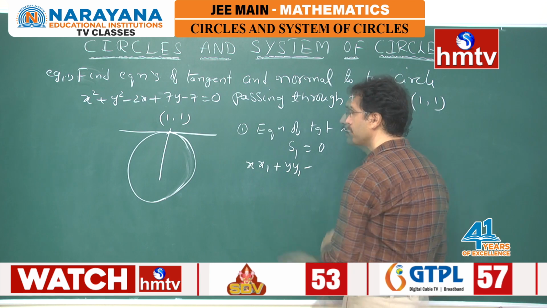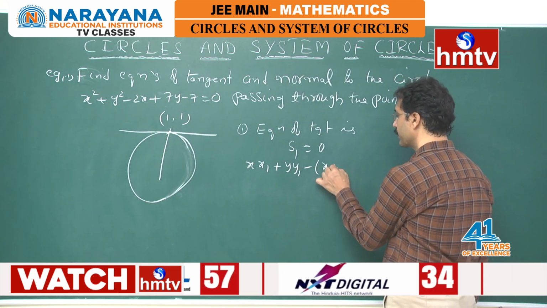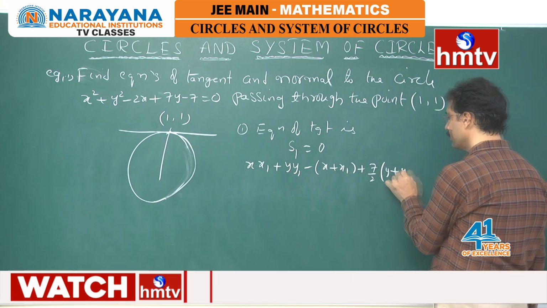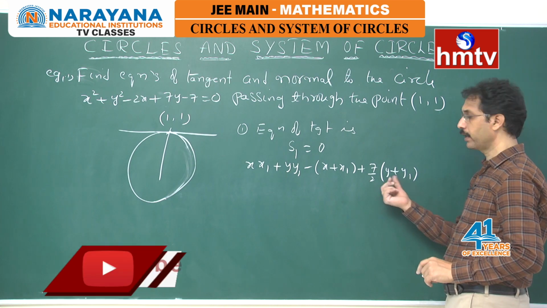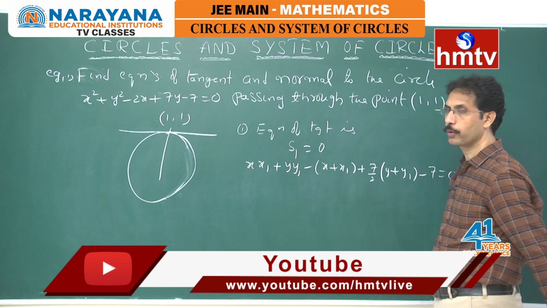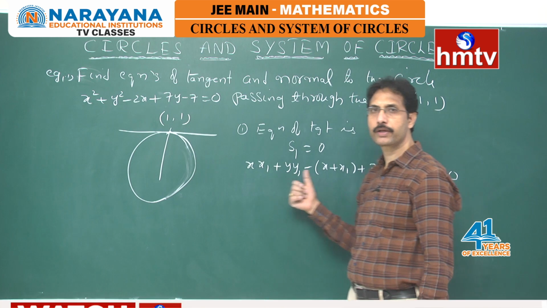y y1 minus; if first degree terms are there, we will write them as a sum, that is minus of (x plus x1), minus 7 upon 2 into (y plus y1), because to get 2y here I wrote it by 2, minus 7 is equal to 0. This is our S1 notation. Now, we will replace this x1, y1 by (1, 1), and you get the equation of the tangent.